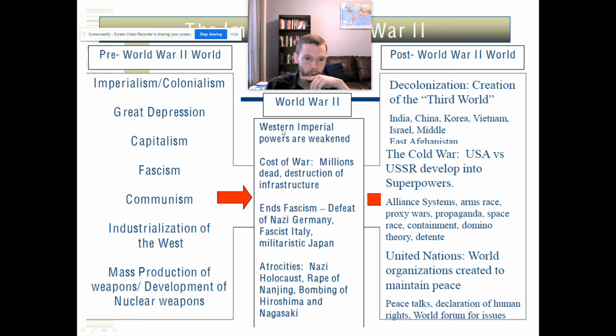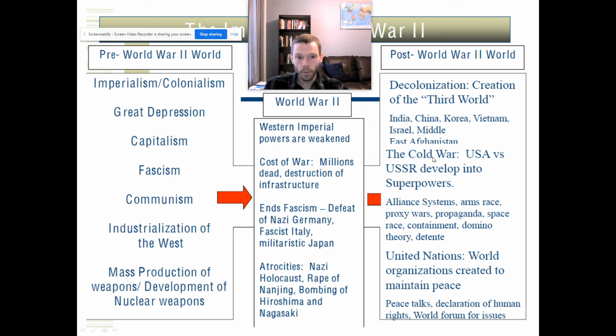So, some very clear things. The imperial powers are severely weakened. This war has a major toll on the West. Cost of the wars, the atrocities that were taking place in Europe, in Asia, in Japan, decolonization, the idea of the creation of a third world, what we would now call the developing world today, developing countries, looking at new countries being formed in Asia and in Africa.